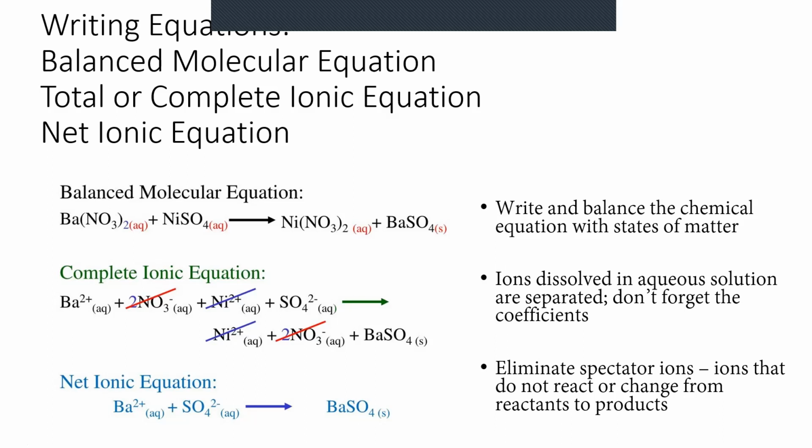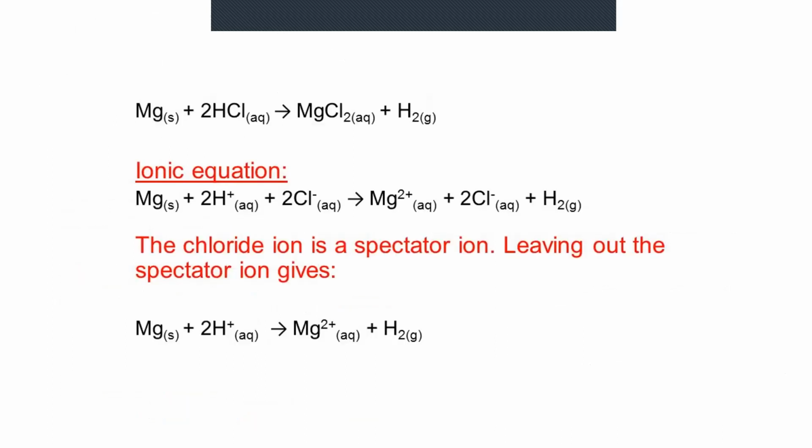And then we have the net ionic equation, which just shows us the actual chemical change, which is that barium ions and sulfate ions are combining to form solid barium sulfate. So let's see how the writing of these different types of equations would apply to a similar reaction to the one that you're doing in this experiment.